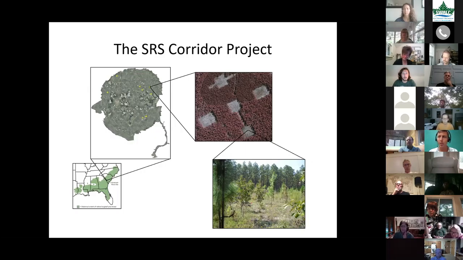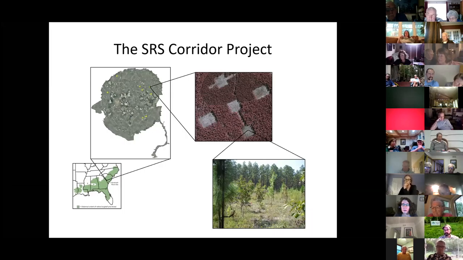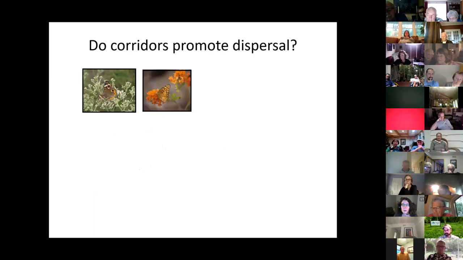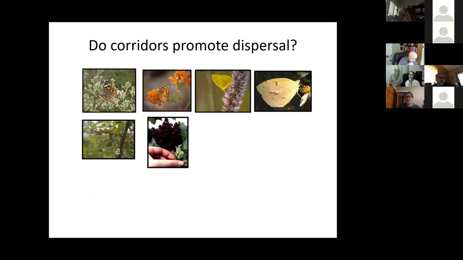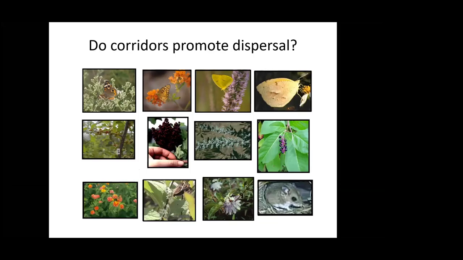This experiment was created in the year 2000, before that growing season, and it's been running now for almost 21 years. And we've been able to ask, in what ways does connecting fragments matter for the plant and animal populations and communities that inhabit these fragments? So one question, coming back to these questions that are important to address, is do corridors promote dispersal?